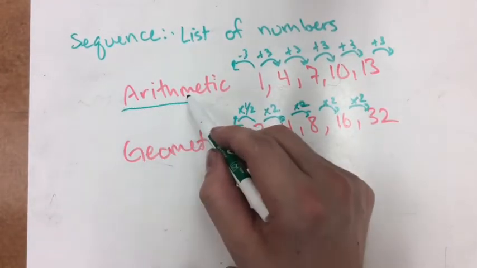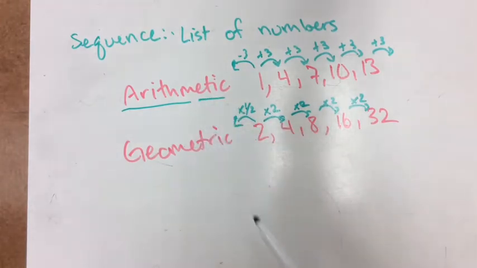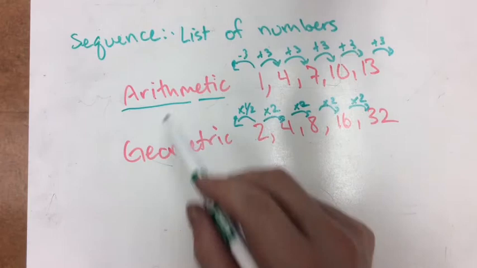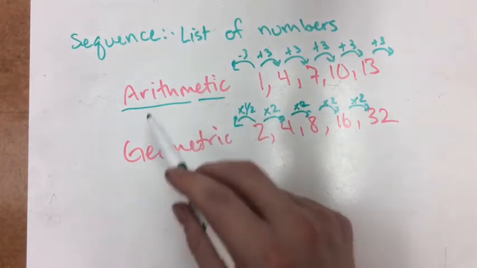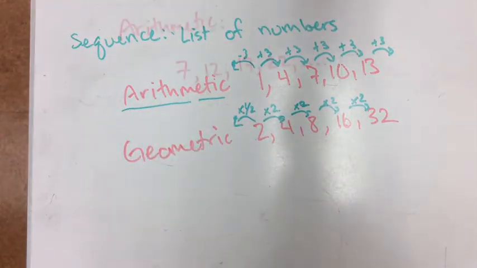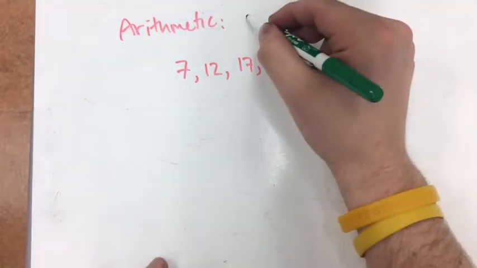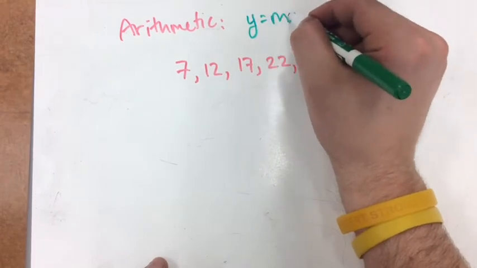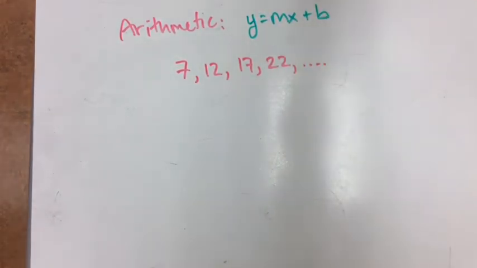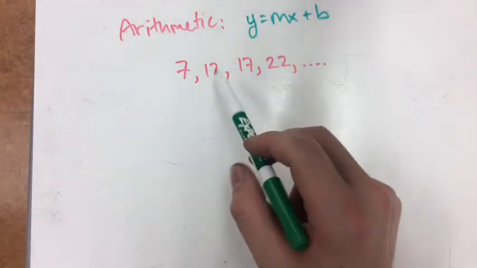Arithmetic is arithmetic. We're just putting a different emphasis on a different syllable. So the formula for arithmetic sequences is suspiciously like linear equations. They look suspiciously like y equals mx plus b, and I can show you why.